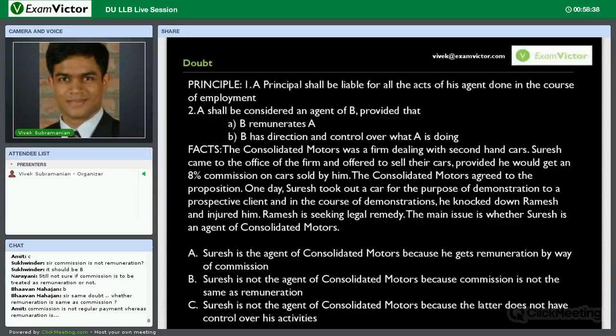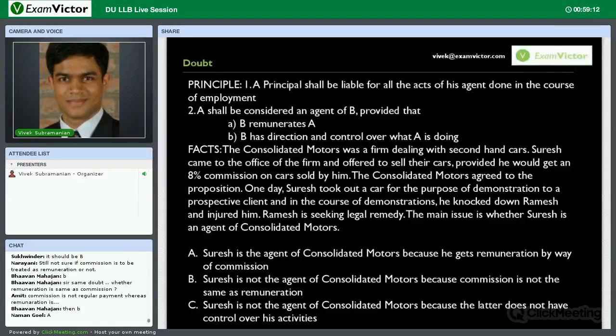Alright, now let's see whether Suresh is an agent of Consolidated Motors or not. Let's see the first choice. It says that Suresh is the agent of Consolidated Motors because he gets remuneration by way of commission. So getting remuneration is only one of the conditions, and therefore we cannot give a positive answer just from this one simple fact that he is getting remuneration. So I am doubtful about A.